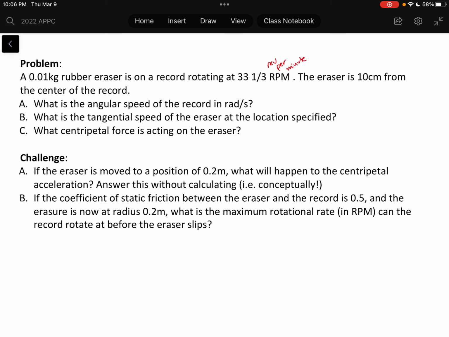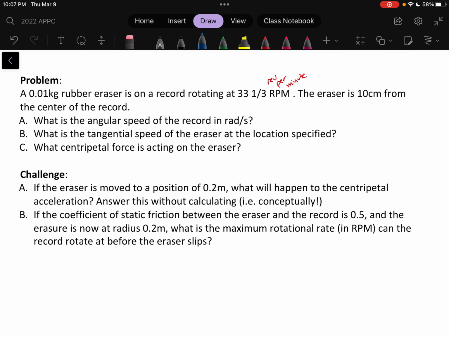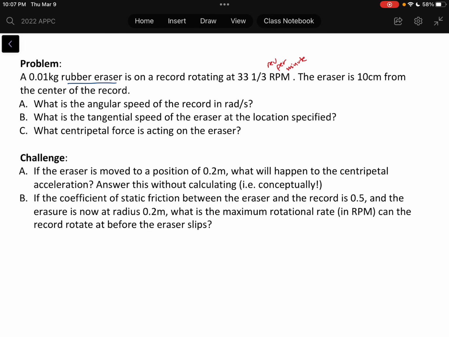In class, we're taking a look at this problem involving an eraser that is sitting on a turntable or record player. We just wanted to explore different ways we could calculate some rotational or circular motion problems with this and relate it back to other things we know, like friction. So for part A, what is the angular speed in radians per second?